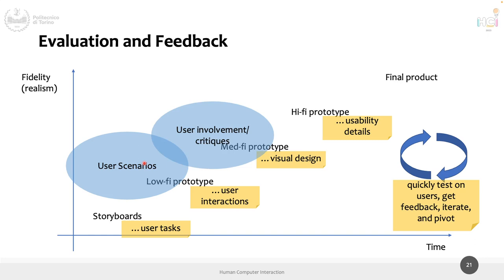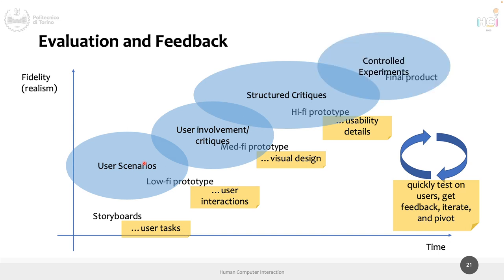The low fidelity prototypes can have user involvement, showing the low fidelity prototypes, or critiques of some sort, like the heuristic evaluation. The medium fidelity prototypes could have structured critiques or other kinds of user involvement, user testing. The high fidelity prototype can have some sort of experiment, usability testing, etc. Also critiques, as before, where clearly more heuristics can be applied, because all the heuristics that involve colors, etc., can now be applied. But all of these are various versions of the evaluation and feedback that inform a single stage to produce a better next stage.